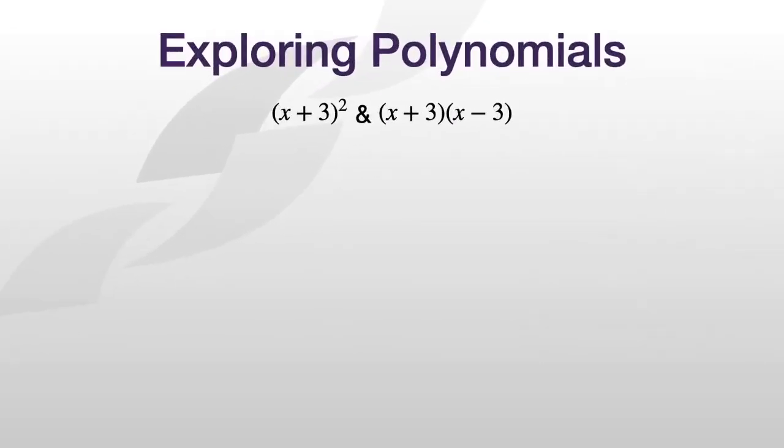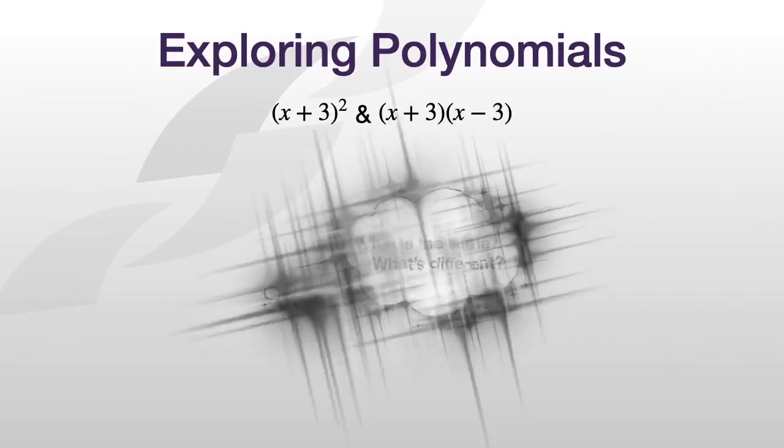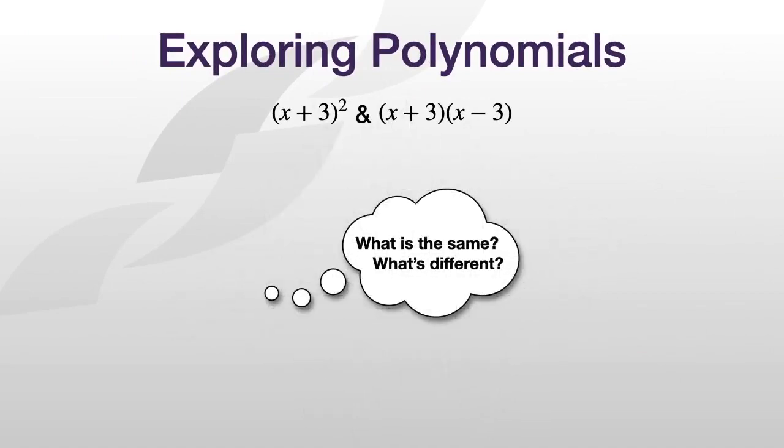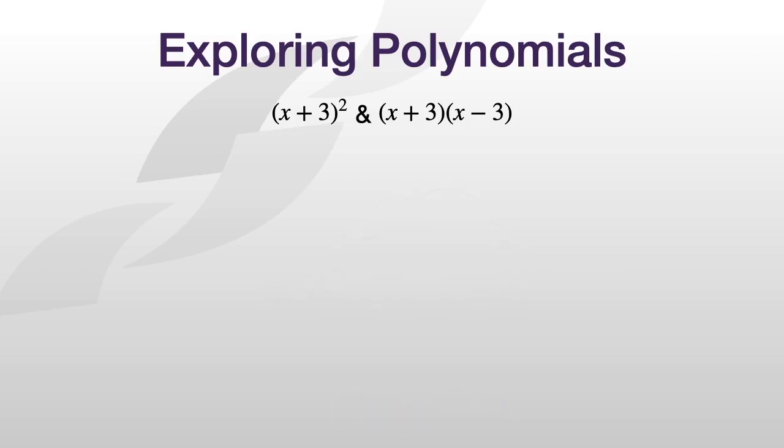Take a moment to think about these 2 expressions. What is the same? What's different? X plus 3 squared means that there are 2 factors of x plus 3. X plus 3 times x minus 3 also contains two binomial factors. Further, x plus 3 is common to both expressions.